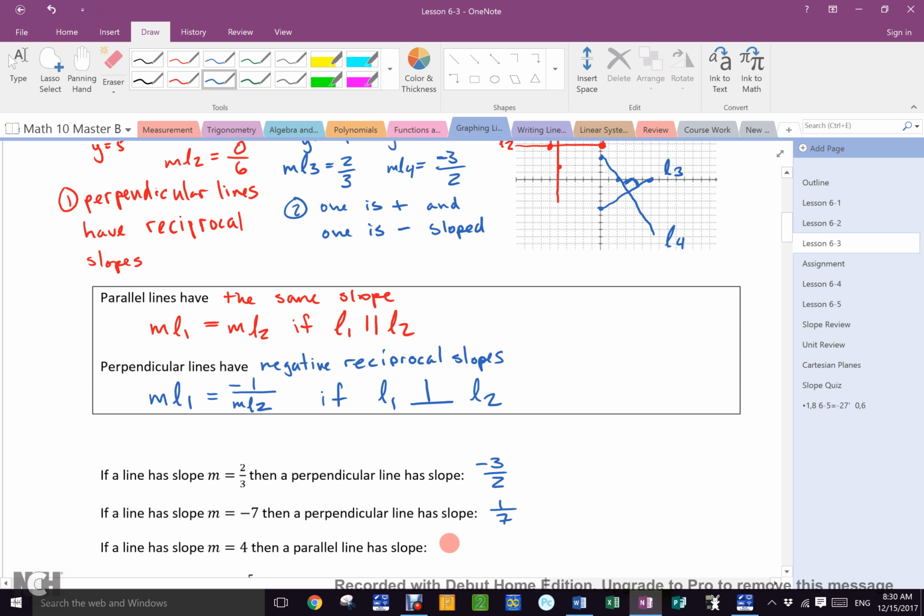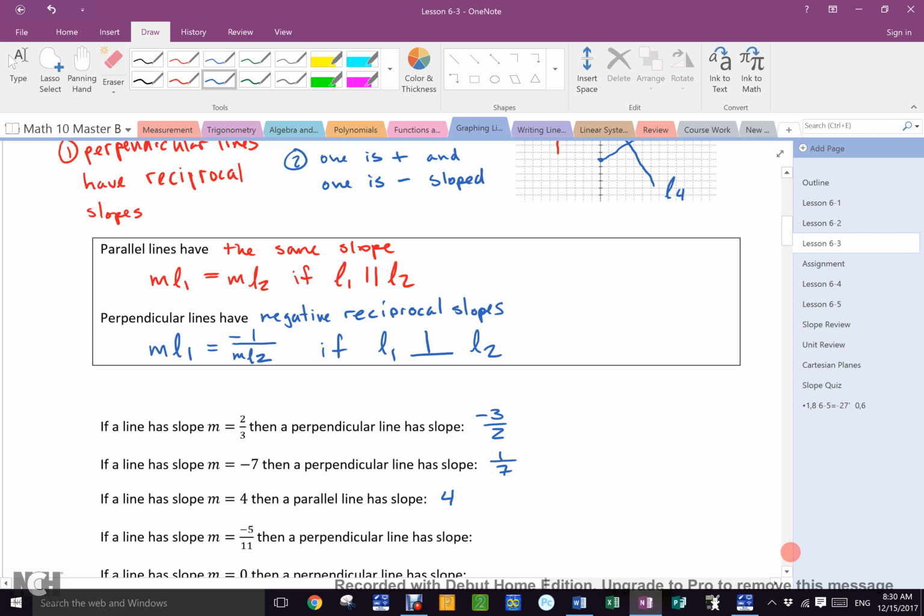For parallel, what's its slope? 4. Now here's where it gets a little bit tricky. Would this slope be allowed? Wake up. I know you can do it. Would that be allowed?